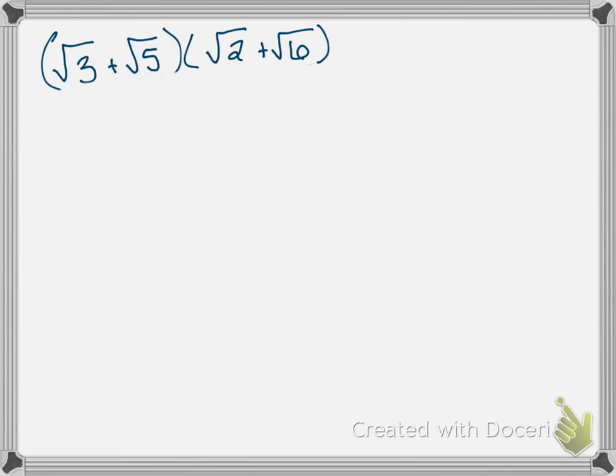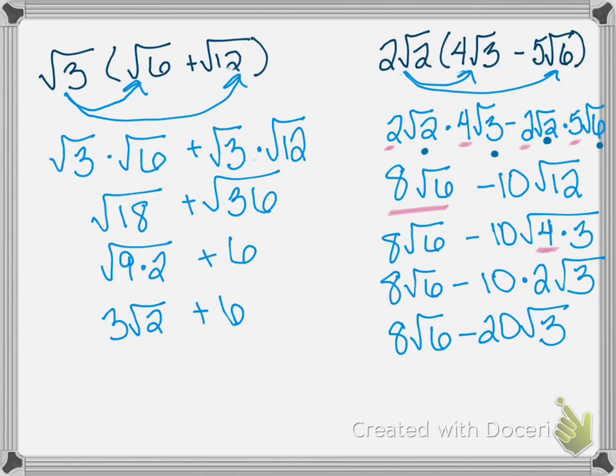We have done some radicals where we had to use the distributive property. Okay, so our next step is we're going to take this same idea and we're going to do FOIL. So here, this is what we did on Monday. We took the square root of 3 and we distributed it to the square root of 6 and the square root of 12.